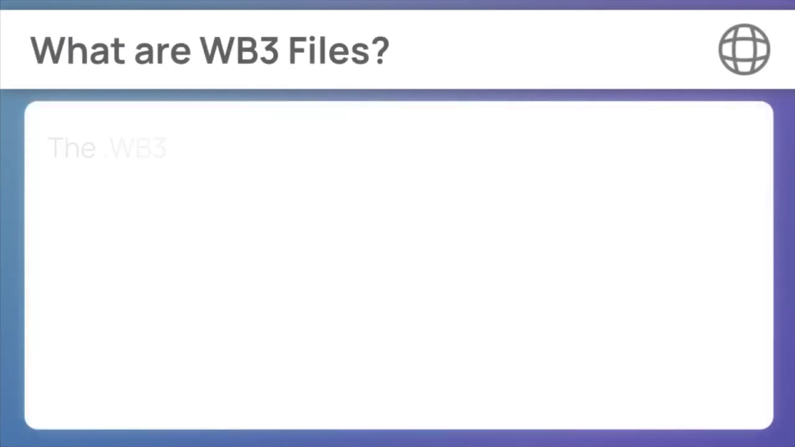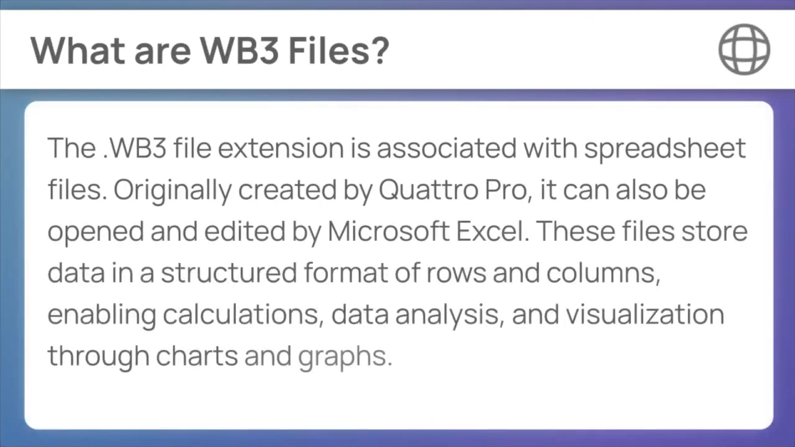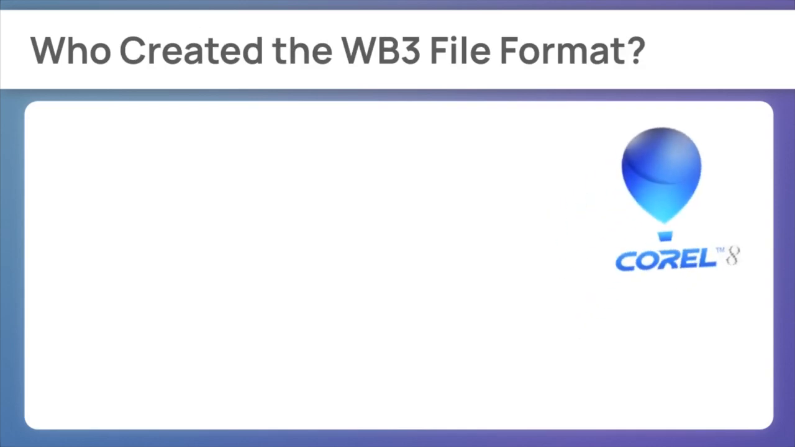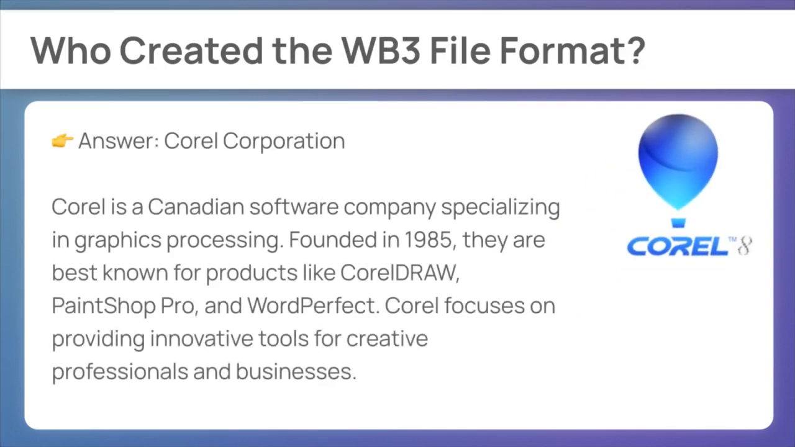The WB3 file extension is associated with spreadsheet files. Originally created by Quattro Pro, it can also be opened and edited by Microsoft Excel. These files store data in a structured format of rows and columns, enabling calculations, data analysis, and visualization through charts and graphs.